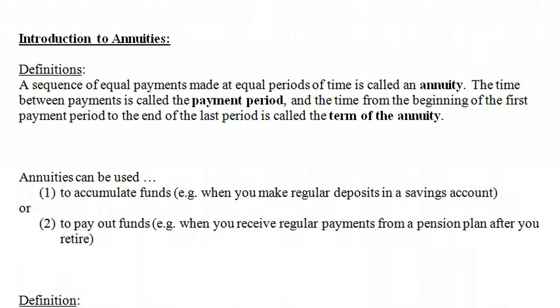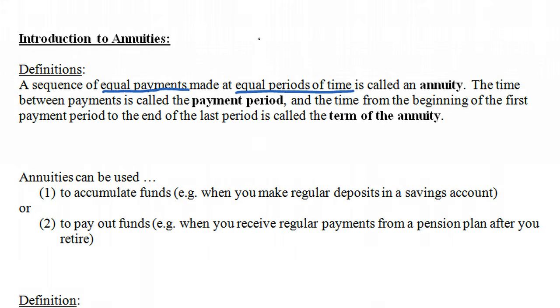A sequence of equal payments made at equal periods of time is called an annuity. Now, these have to be equal payments. If you're putting in $150 one month and $225 another month, then that's not an annuity. And it also has to be equal periods of time. So you can't put it in once, then 3 weeks later again, then 2 weeks later, then 5 weeks later. It has to be equal periods of time. Let's say, for example, at the end of every month.